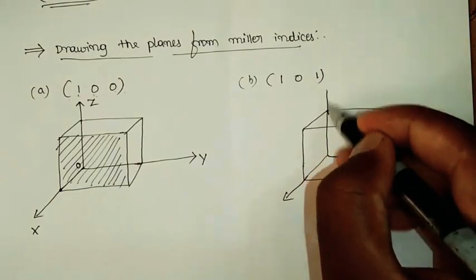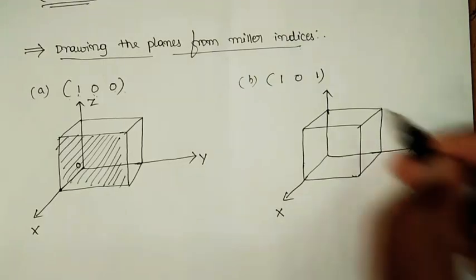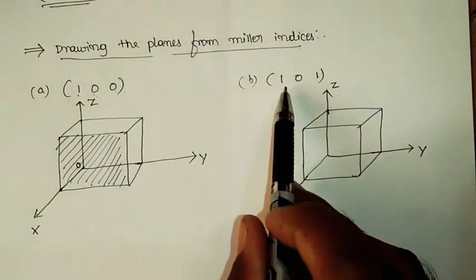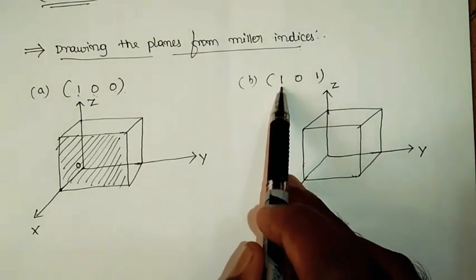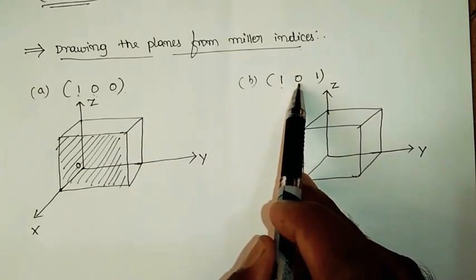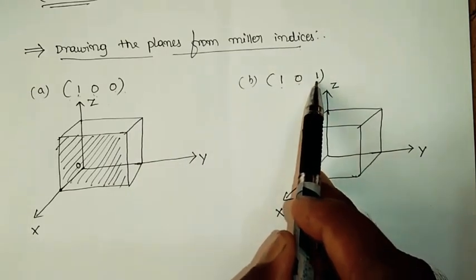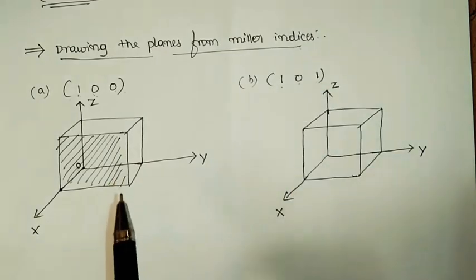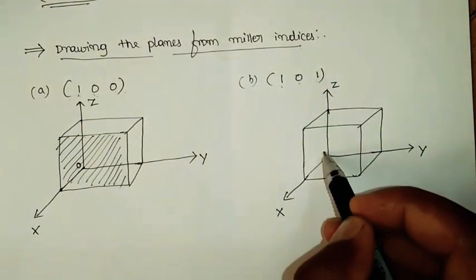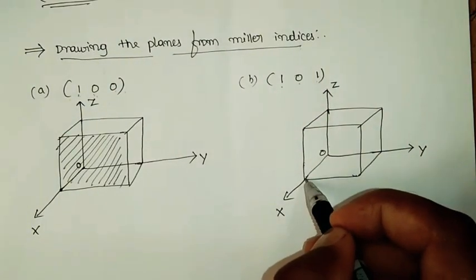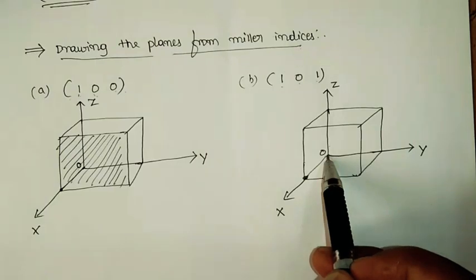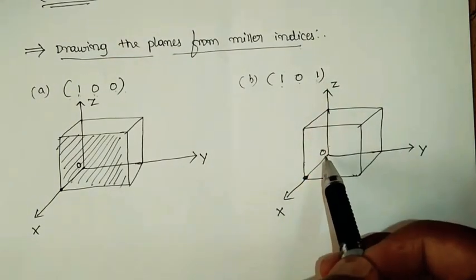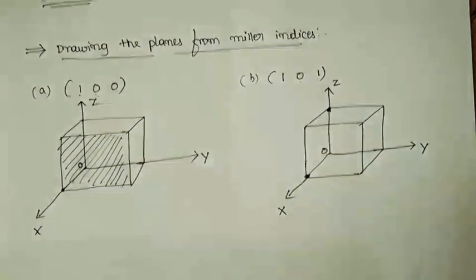So taking the x, y, and z axes, the indices clearly indicate that the plane has complete orientation along x, no orientation along y, and orientation along z, right? So the x-axis is the origin, so the x-axis orientation is this one. This is the point, and there is no orientation along the y-axis, so it will be parallel to the origin, so 0. And there is orientation along the z-axis, the full point is this one, right?